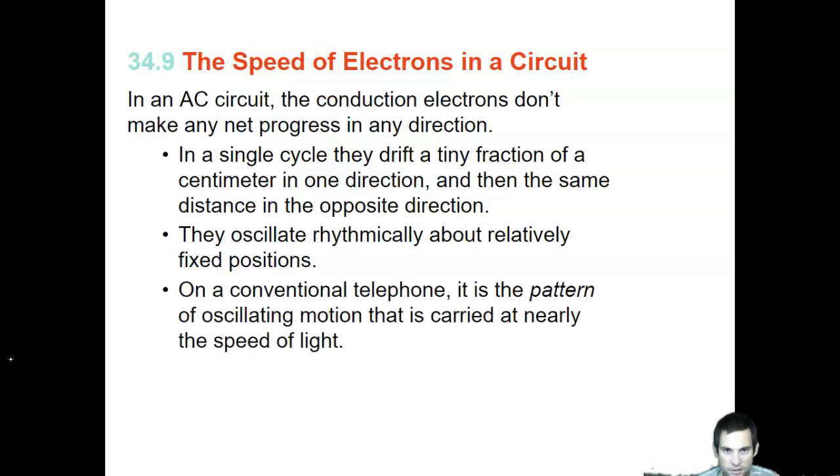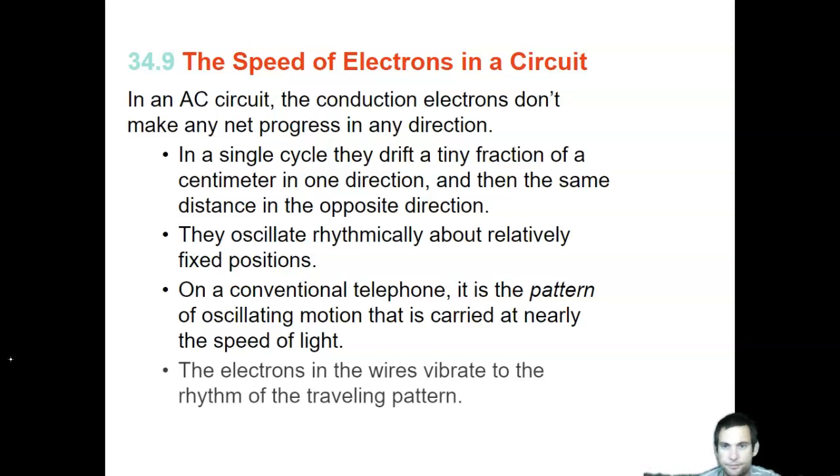On a conventional telephone, it is the pattern of oscillating motion that is carried at the speed of light. Conventional telephones are the old telephones that plug into the wall. There's actually a small electric current that is used for those telephones, and that's what we're talking about here. The electrons in the wires vibrate to the rhythm of the traveling pattern.